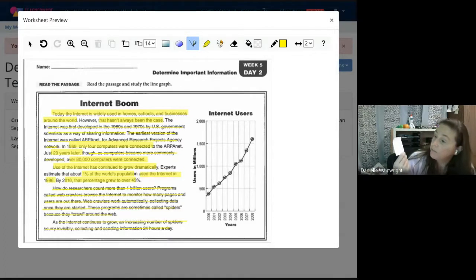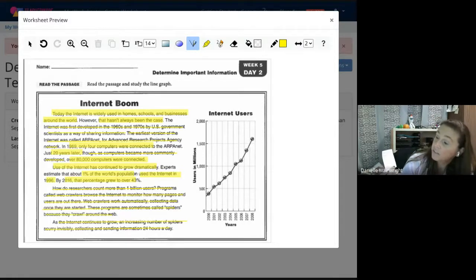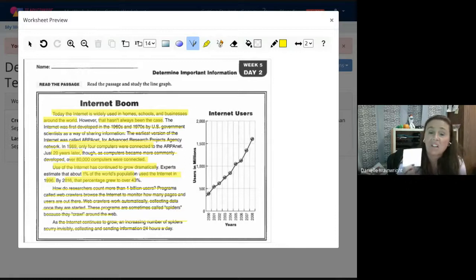It was developed as a way of sharing information. Well, I don't even know what it is. I mean, I do. I know it's that ARPANET, the internet, but that's not very clear. Also, we've already said that how it was developed is not important. So it's not going to stay in our summary. The internet was developed in the 1960s and 70s. That's interesting, but not important to our summary.